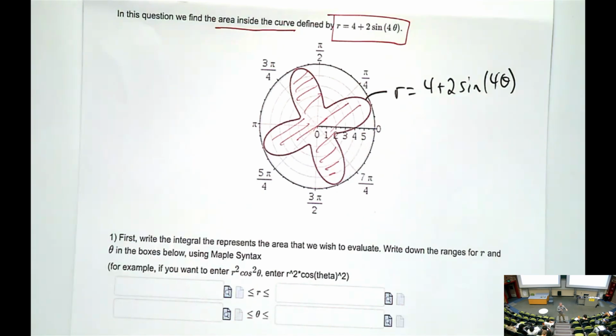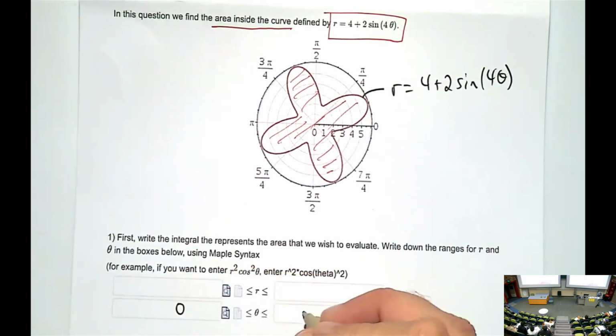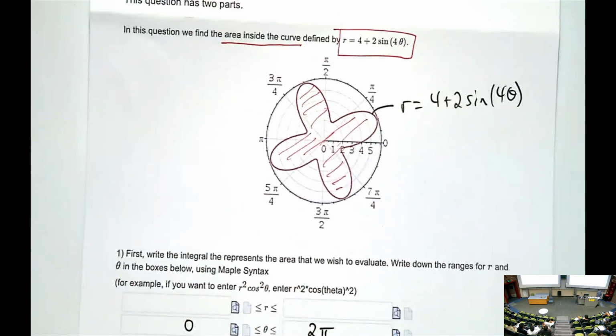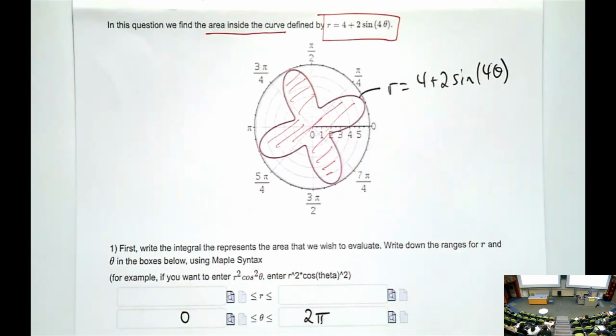Okay, so the angle. This is the easiest part of the question. What is the theta range between? 0 and 2 pi, right? You do one revolution, you get the whole region. So if I was doing this question, I would do that bit first. Okay. What about the r inequality?